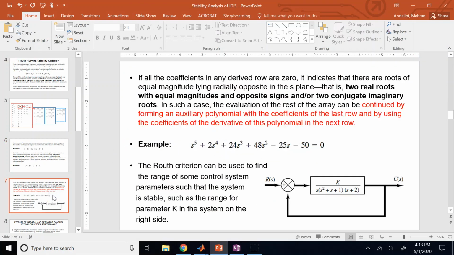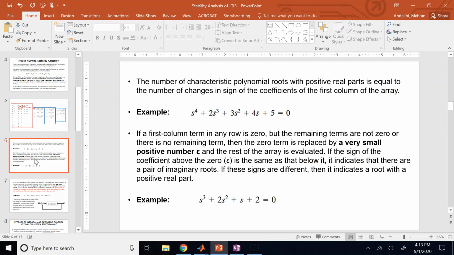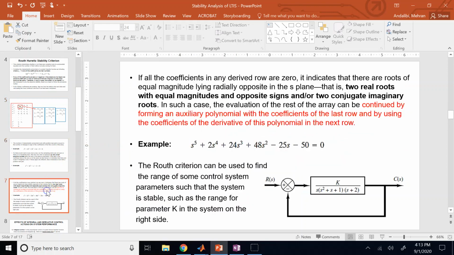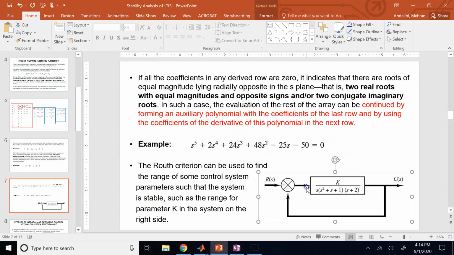Before I go any further, there are two exceptional cases that we have to handle for this method. One is if there is a number 0 in the first column, and the second is if all of one row in the table is 0. Those are two exceptional cases that I have to tell you how to handle. But before I go to the exceptional cases, let's talk about the real application of this method. The real application is that it can give you inequalities, and that's the main power. So let me show you.